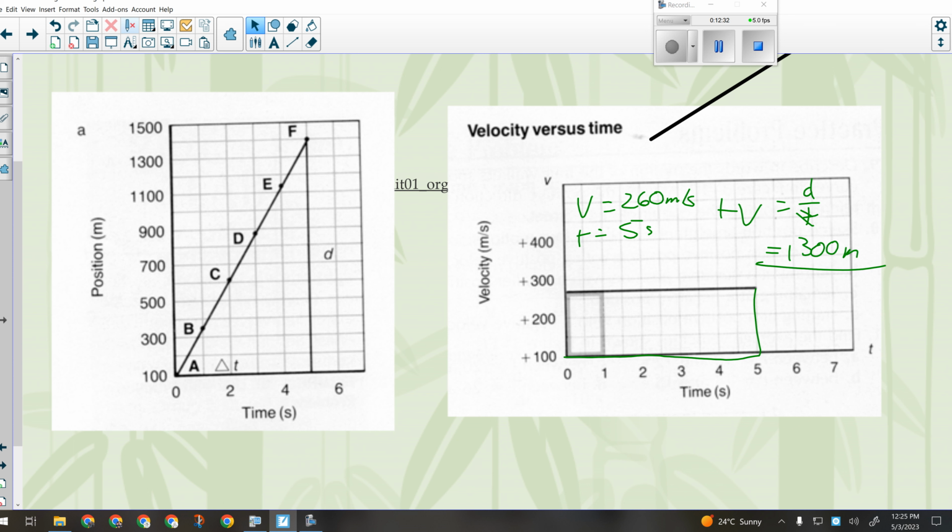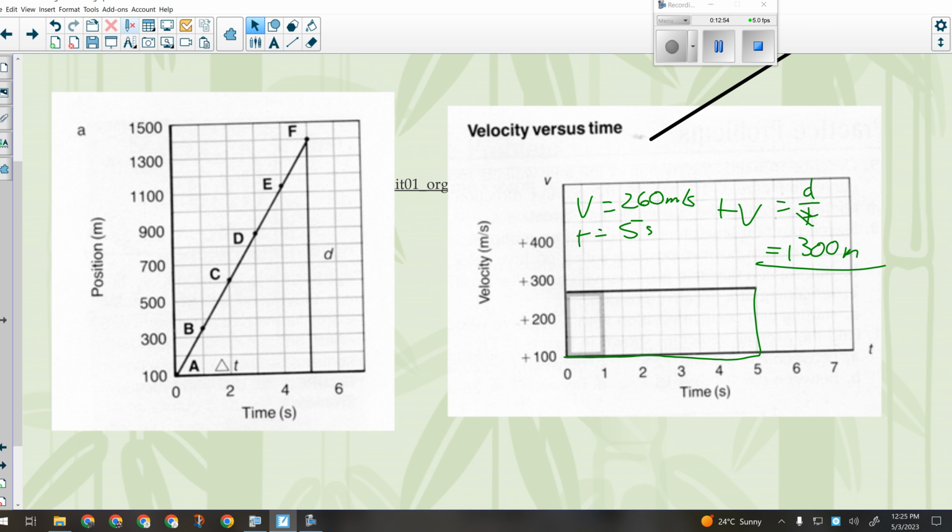Okay, here's the trick with velocity time graphs. The area between the line and the x-axis is always displacement, because you're always multiplying average velocity, the height, by the time, the base. It doesn't matter what the shape of the graph is, that's what you do. Okay, are you all right with that?